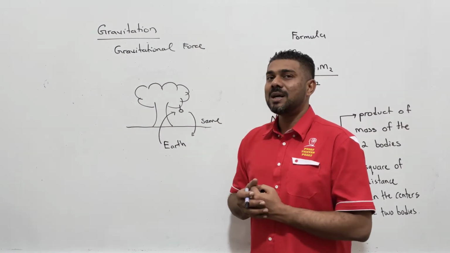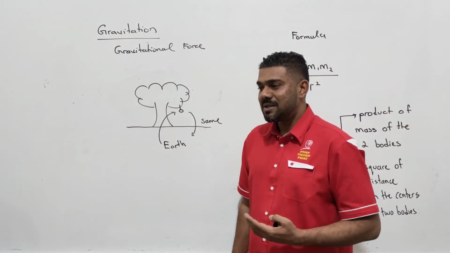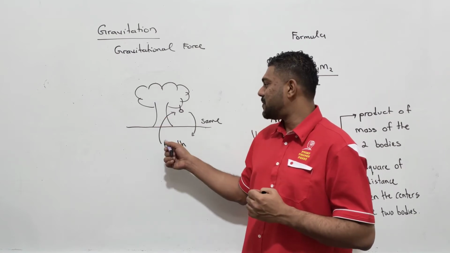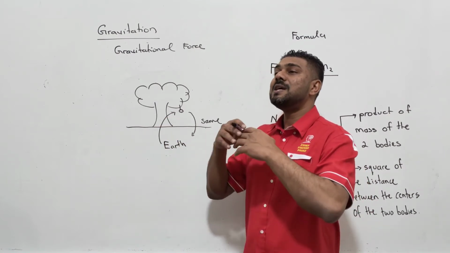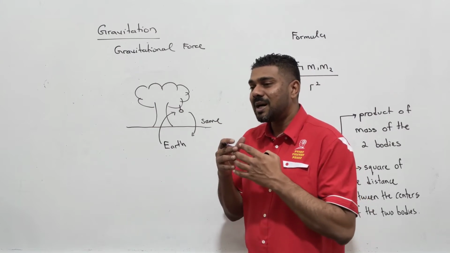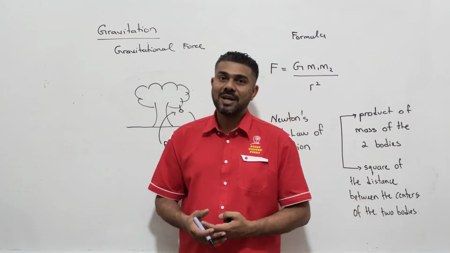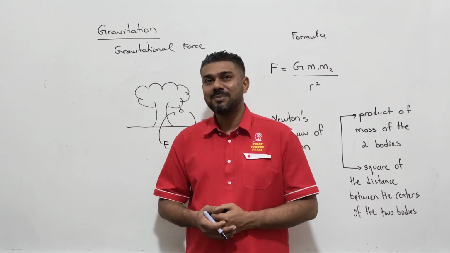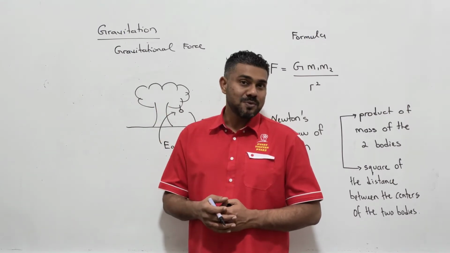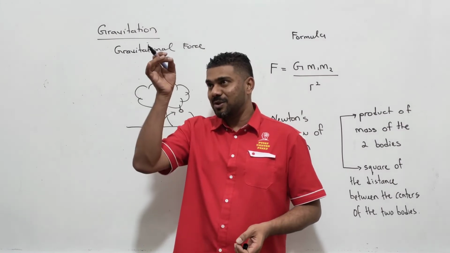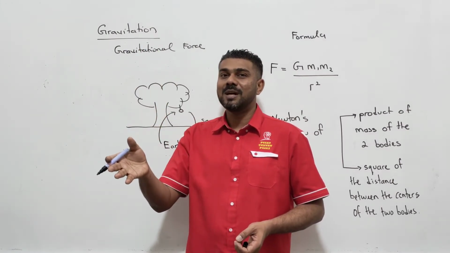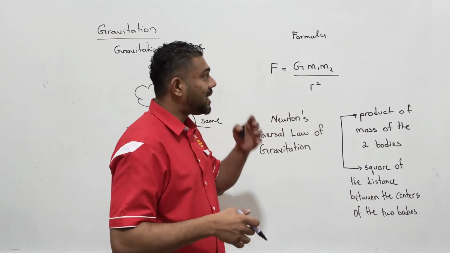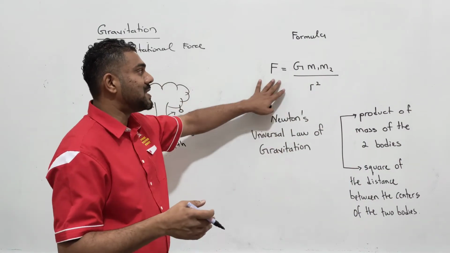Now the reason why, remember I told you, gravitation is a weak force. And because it's a weak force, what happens over here? The mass of Earth is so huge that you are unable to see the effect. So you can ignore the effect of the Earth moving towards the apple. The apple's mass is so small compared to the Earth that you will obviously see the apple falling down. So this is the concept of gravitation, and we can calculate gravitation using this formula.